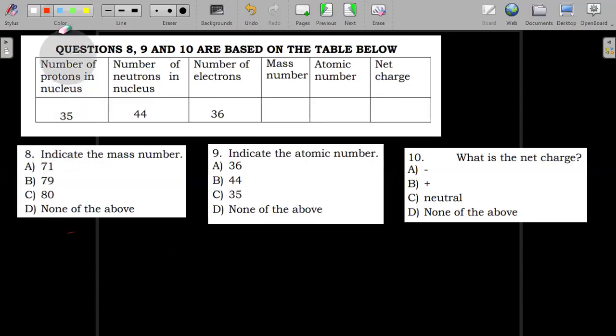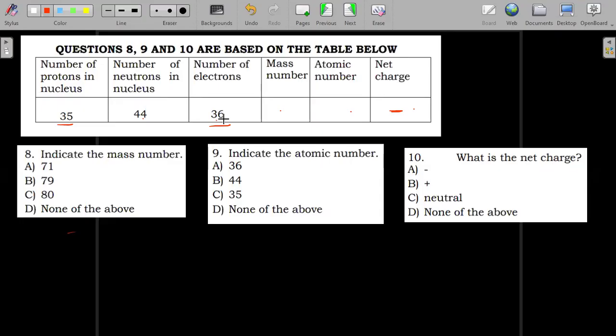We want to fill in this table, here, here, and there. They're saying the number of protons in the nucleus is 35. The number of neutrons in the nucleus is 44. And the number of electrons is 36. So we can see that the number of protons and electrons are not the same. If we have a higher number of electrons than protons, it means this has to have a negative charge. So on the net charge here, you're just going to write negative.